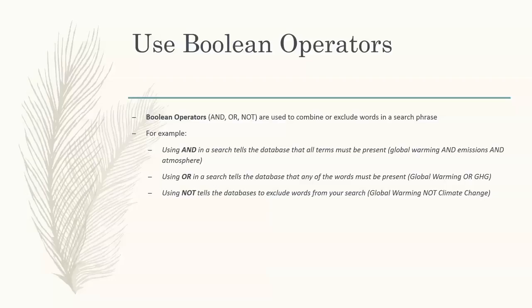And then lastly, using not tells the database to exclude words from your search. In this example, maybe I'm specifically interested in a specific component of global warming, but I'm not necessarily interested in climate change as a separate problem and idea. And so in this case, I'm going to tell the database, give me results that have global warming but not climate change. So the database will in essence exclude any results that have climate change.